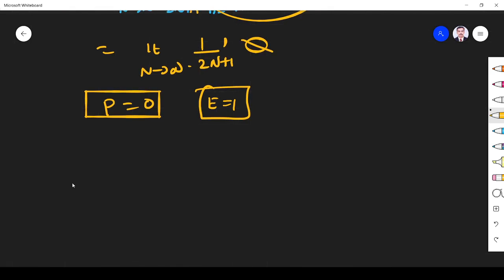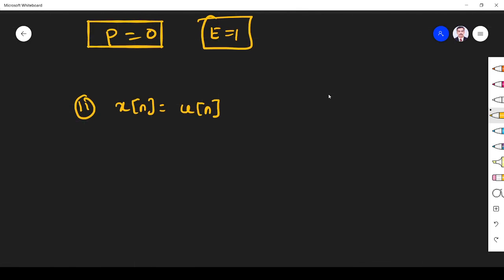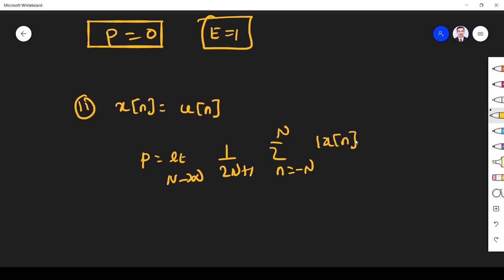Second one is unit step. X of n is u of n. That's what they gave. So first we find power. Power is given by limit n tends to infinity, 1 by 2n plus 1, summation n goes from minus n to plus n, x of n whole square. Here x of n is u of n.